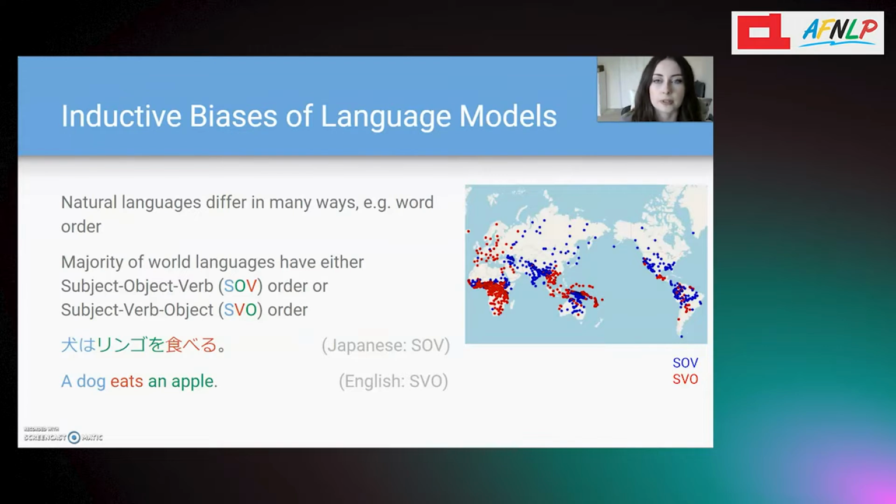So natural languages are not all the same. If you were to have a look at a selection of the world's languages, you would see a huge amount of variation, lots of different linguistic features. For example, one that's quite easy to talk about is word order, so the order of the subject, object, and verb in a sentence. So most of the world's languages either use SOV, which is subject, object, verb order, like Japanese, or like English, use subject, verb, object order. But the other orders are all represented to some extent as well. So Irish, for example, uses VSO order, which is a little bit more rare.